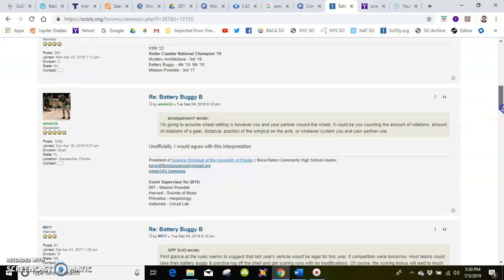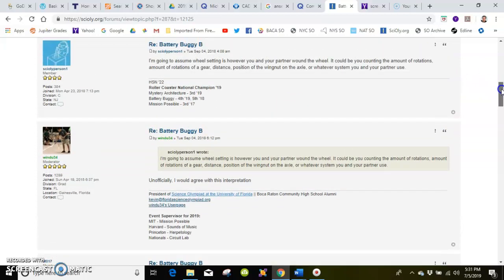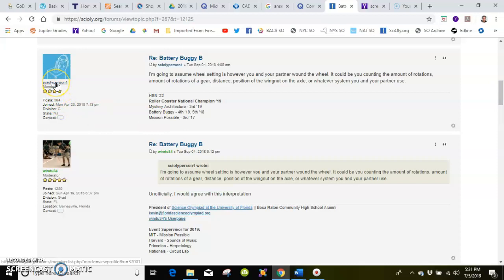This was very, very helpful to us. When they talk about interpretation of rules, you get to learn a lot, or what other people are doing, position of the wing nut on the axle, or all kinds of stuff. You also get to see people who are on other teams. Sioli person one, I forget what team they're from, but they're in C division, and you can see when they joined. They joined last year, April. You can see Windu 34 has been on since 2015, graduated high school already, so they're down in Florida.